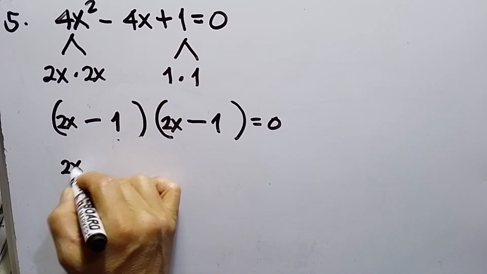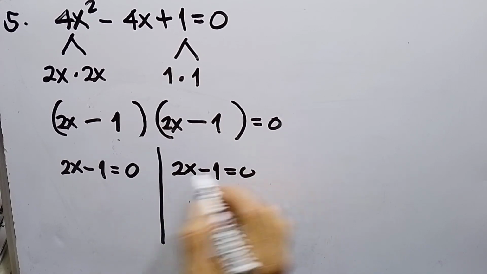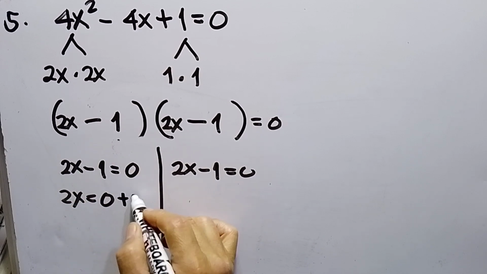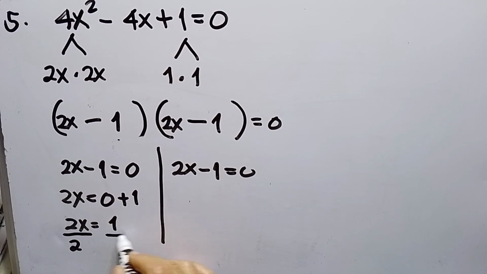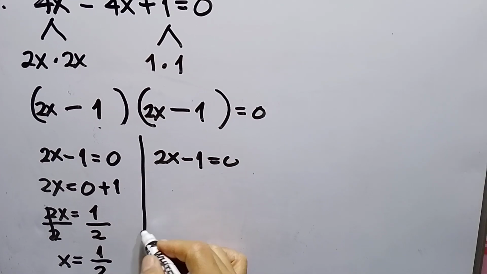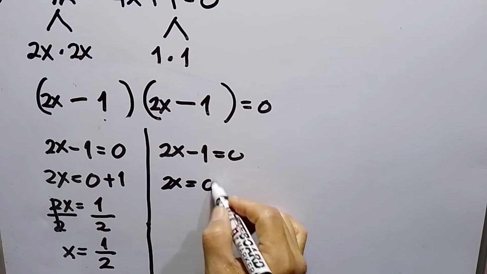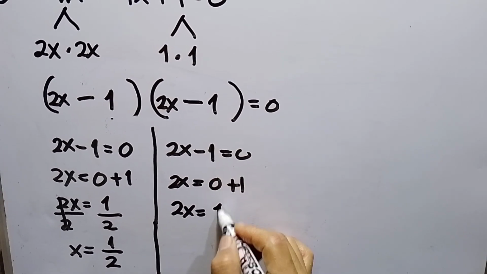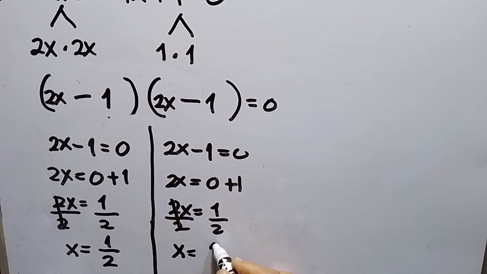So this will be 2x minus 1 is equal to 0. Solving for x, transpose plus 1. So this will be 2x equals 1. Then divide by 2 both sides. So cross out, x will be equal to 1 over 2. The other one is the same. So this will be 2x minus 1 equals 0. Then transpose plus 1. So 2x equals 1. Then divide by 2 both sides. Cross out 2. x will be equal to 1 over 2.